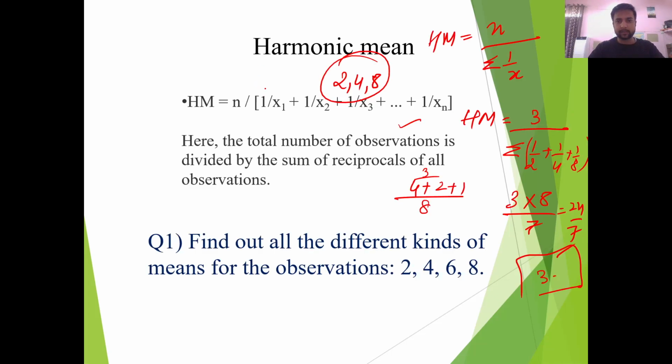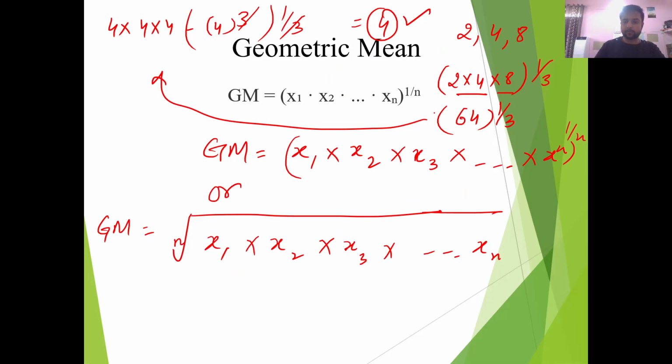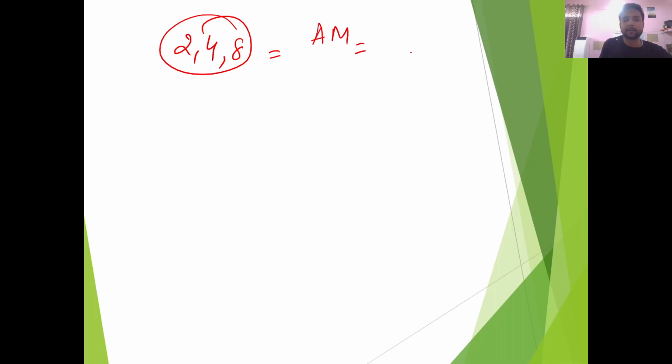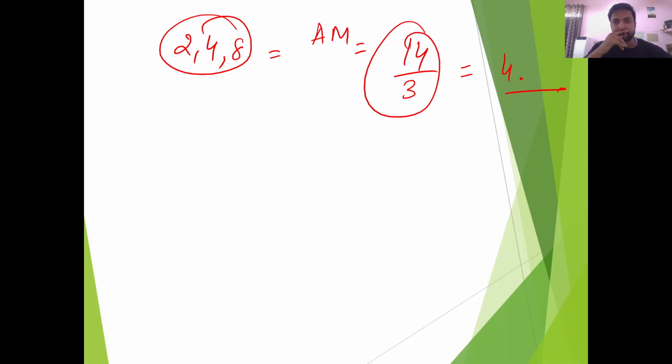So what we have got till now: the geometric mean comes out to be 4. For the same observations 2, 4, 8, if we find the arithmetic mean, it will be 2 plus 4 plus 8, which is 14, divided by 3, and it comes out to be 4 point something, about 4.7 or 4.8. When we found the geometric mean it came out to be 4, and when we found the harmonic mean it came out to be 3 point something.